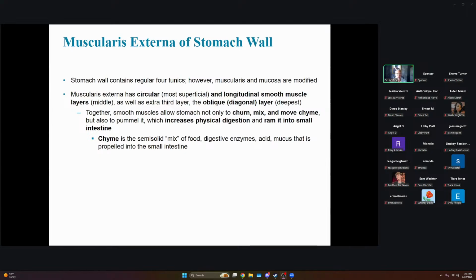Okay, so in the stomach, the first difference or nuance is that there's a third layer to the muscularis externa. And the stomach is the only place where this third layer is found. It is the deepest layer, and it's called the oblique layer. In this case, the muscle fibers run on an angle. So we had the circular layer of muscle tissue, and we had the longitudinal layer running lengthwise for all of the alimentary canal. But when we get to the stomach, we also have an oblique layer.